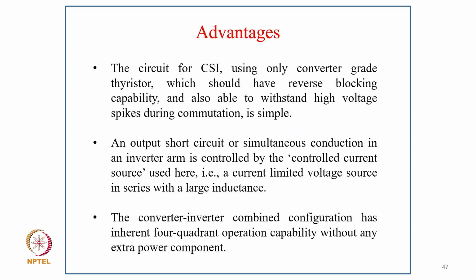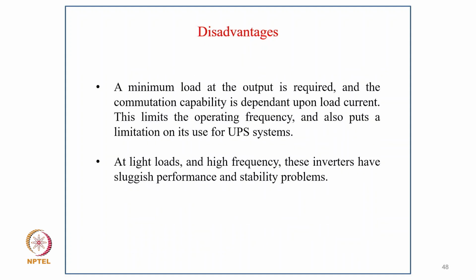The advantage of this circuit for a current source inverter is that it uses only converter grade thyristors, which should have reverse voltage blocking capability and also be able to withstand high voltage spikes during commutation, so it is simple. An output short circuit or simultaneous conduction in an inverter arm is controlled by the controlled current source used here, which is typically a current limited voltage source in series with a large inductance, and the converter inverter combined configuration has inherent four-quadrant operation capability without any extra power component.